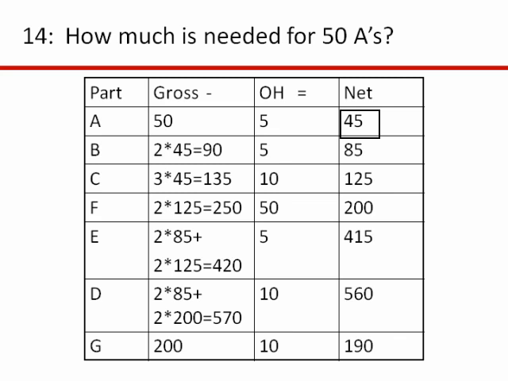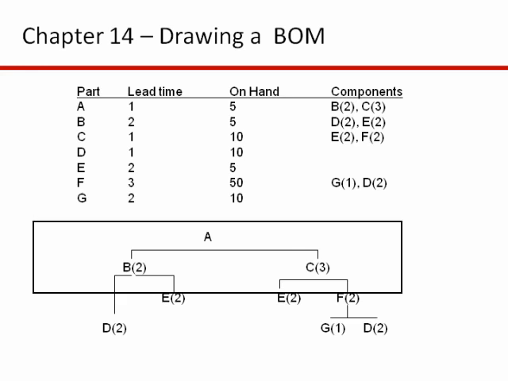All right? So if we go back, we know we need 2 B's per A, right? So if we only need 45 net, then the gross B's we need are 2 times 45, which is 90 B's. Again, we have 5 on hand, so we need a net of 85 B's. All right? And this is just doing level 1. We also know we need 3 C's per A, so 3 times 45 A's is 135. We have 10 C's on hand, so that gives us a net of 125. All right, so basically all we've done at this point is we've just looked at, for 50 A's, how many B's and C's do we need?